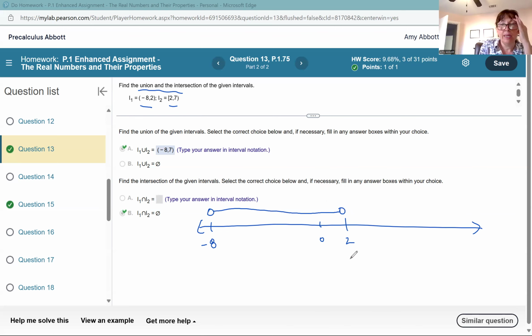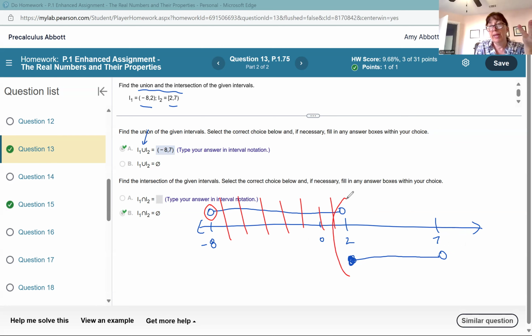Likewise, it has all the numbers up to 2, but not the number 2. Then the other set has the number 2 and it goes to the number 7. But the 7 has a parenthesis, so 7 is not in the set, but 2 is. So the first one wants you to do the union, which is the one set and the other set all put together.